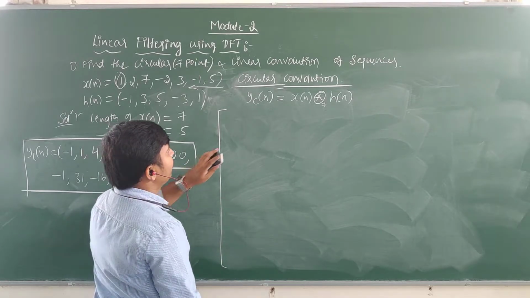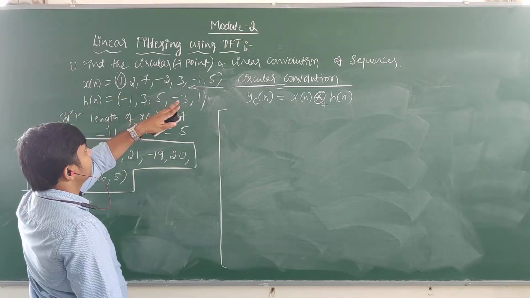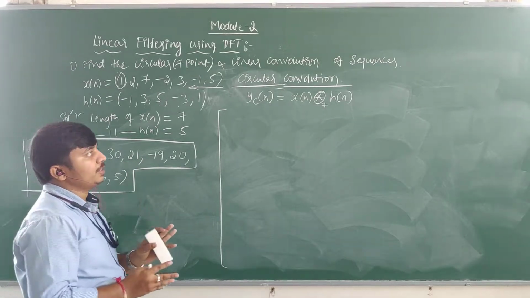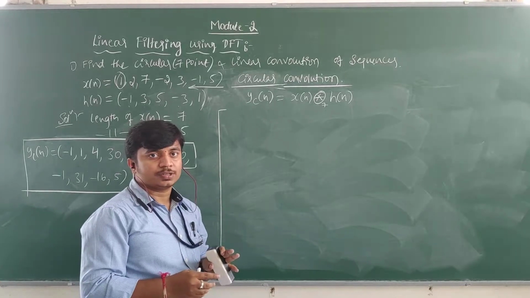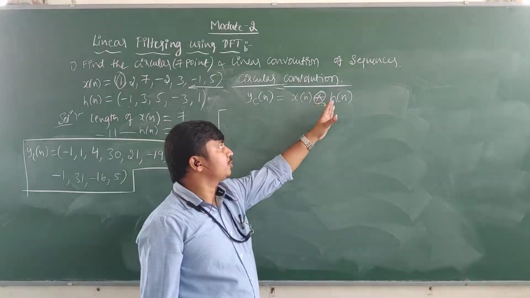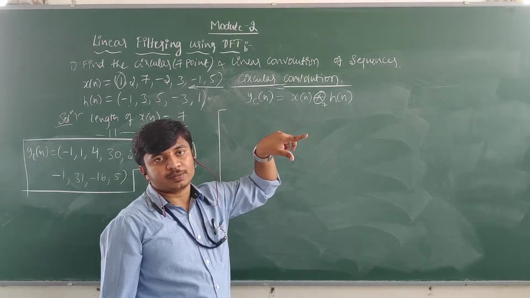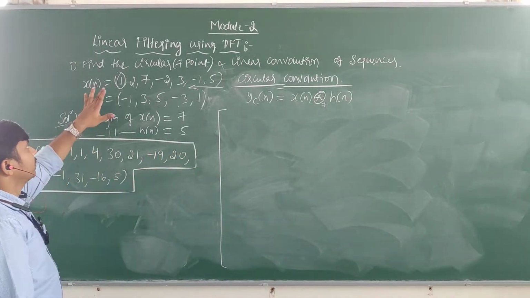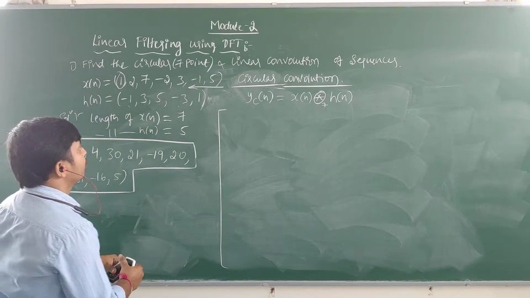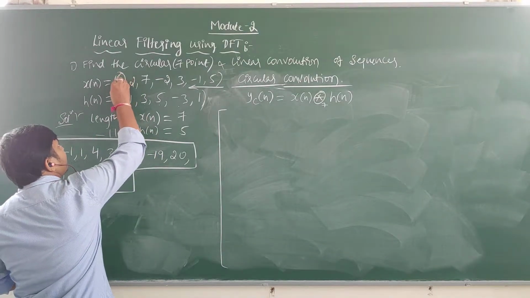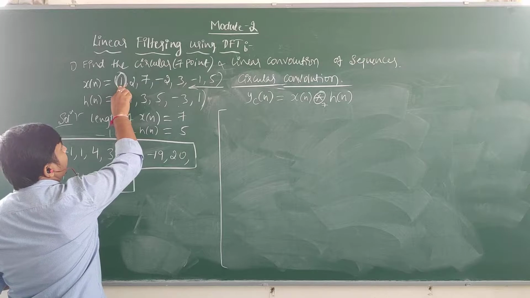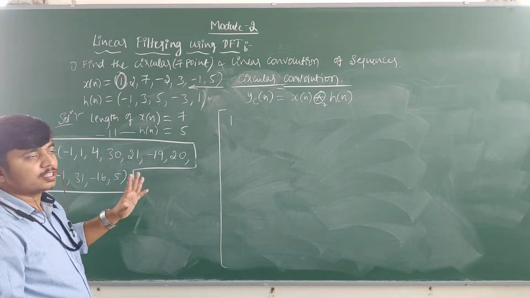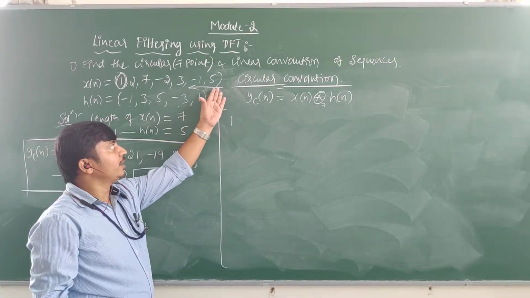So I have x of n, x of n is this. How to write this x of n and h of n to perform the circular convolution? Any one sequence should be written in the circular shifted manner and one as it is. So we'll take this x of n in the circular shifted manner. What is the first element in this x of n? It is 1. So write this 1 as it is, and the remaining sequence should be written from the right side.